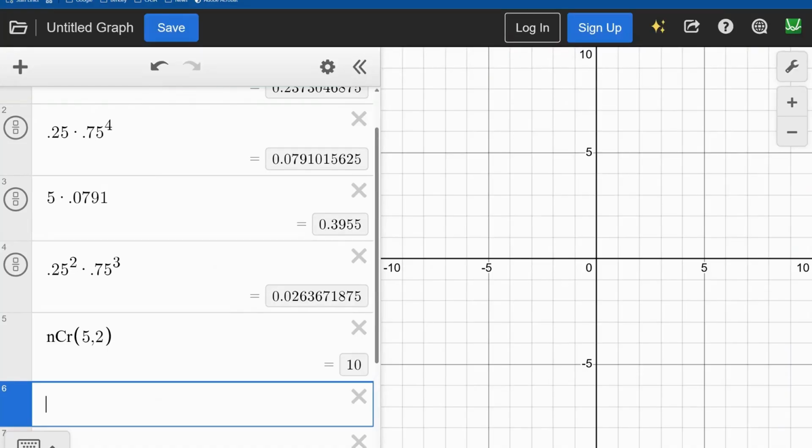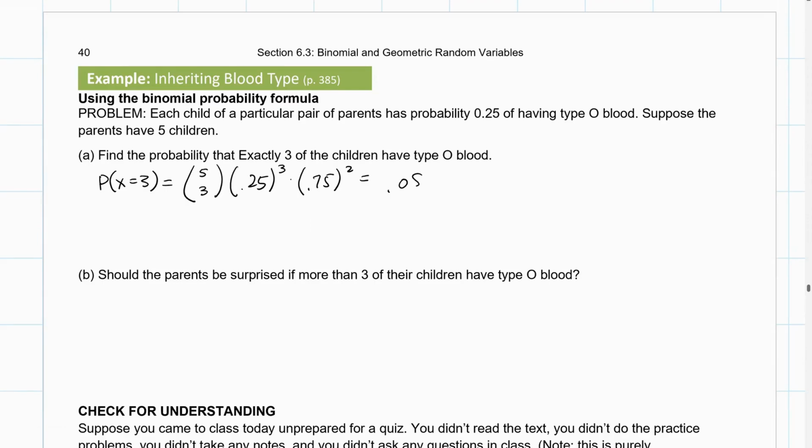That is nCr 5 comma 3, close that parenthesis, multiply that by 0.25 to the third power, and we're going to multiply that by 0.75 to the second power. And we get that number, 0.0879.